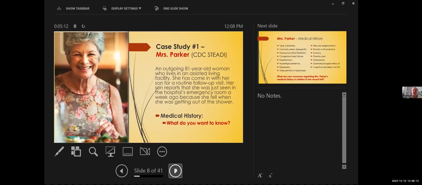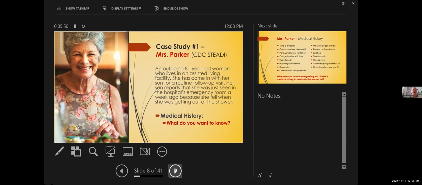Our case today is Mrs. Parker. The case is actually on the CDC STEADY website. There are 3 different cases. One is for a community-active person who has a very low risk of falling. The second one is moderate level. Mrs. Parker has a higher risk of falling, and she is in an assisted facility because she's starting to need some minimal assistance. She comes to visit with her son for a routine follow-up visit.